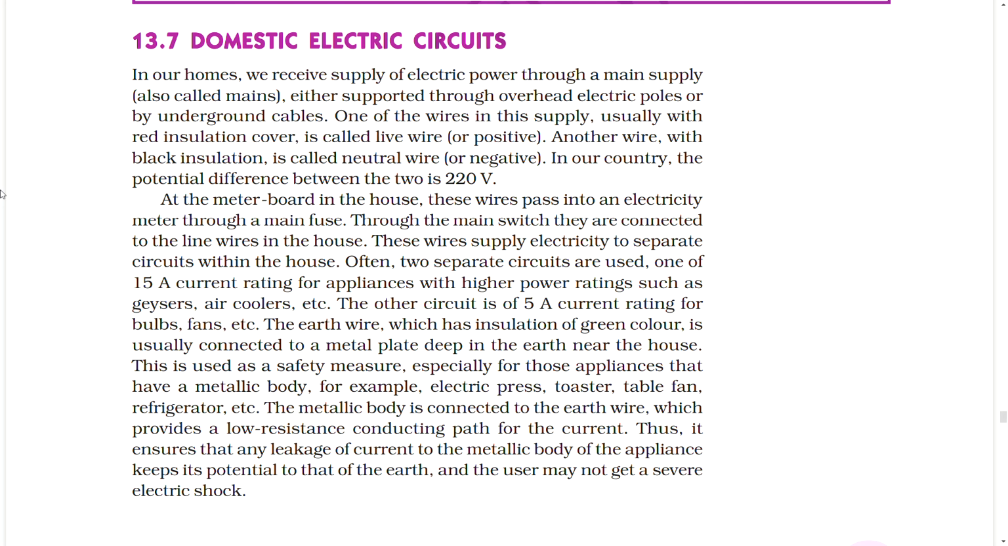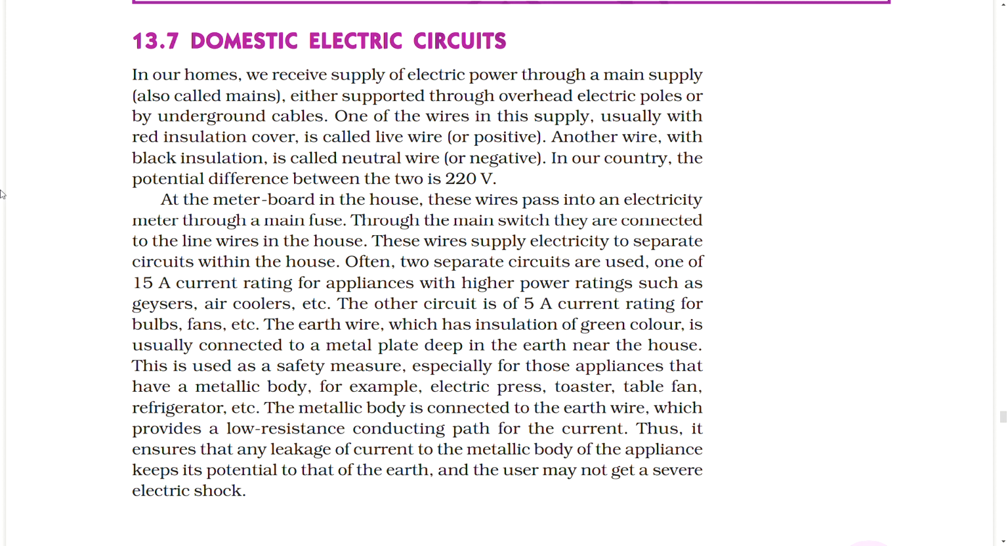Domestic electric circuits. In our homes, we receive supply of electric power through a main supply, also called mains, either supported through overhead electric poles or by underground cables. One of the wires in this supply, usually with red insulation cover, is called live wire or positive. Another wire with black insulation is called neutral wire or negative. In our country, the potential difference between the two is 220 volt.